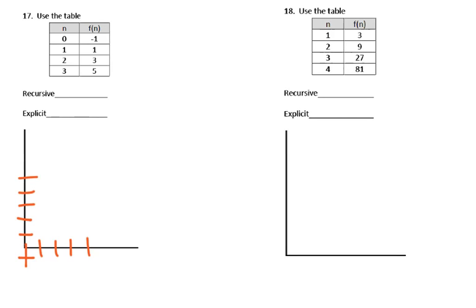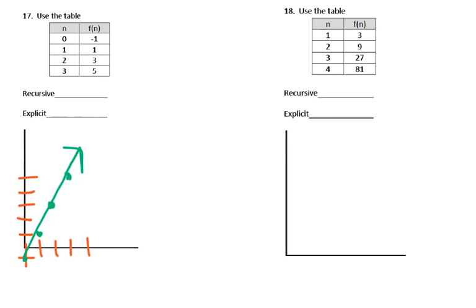So 0, negative 1 would be right about there. 1, 1 would be right here. 2, 3 right here. And 3, 5. Oops. 2, 3 right here. And 3, 5 right here. So there's my graph. Okay? So that's the easy part.